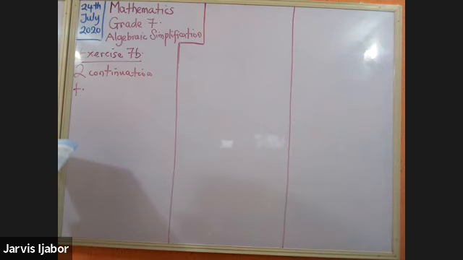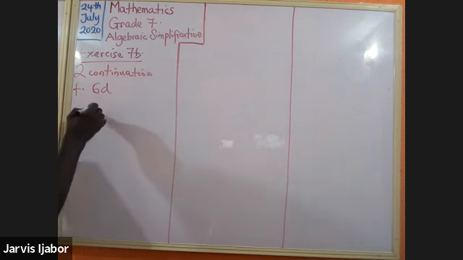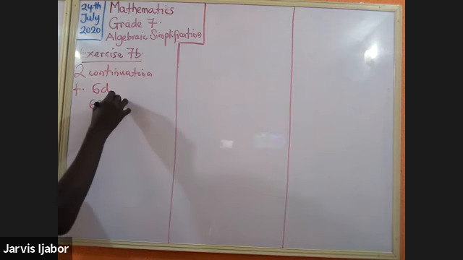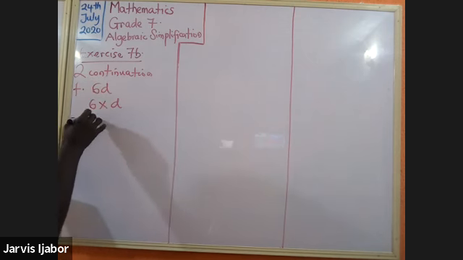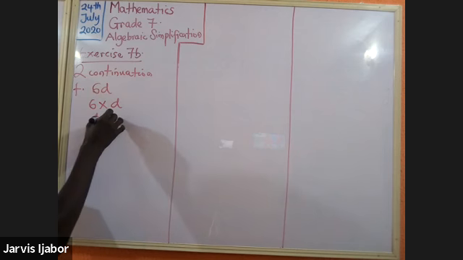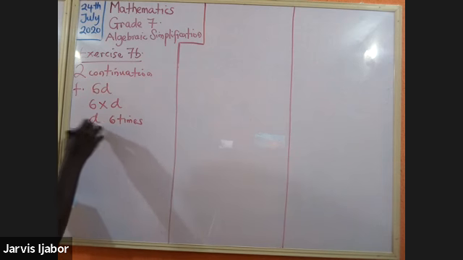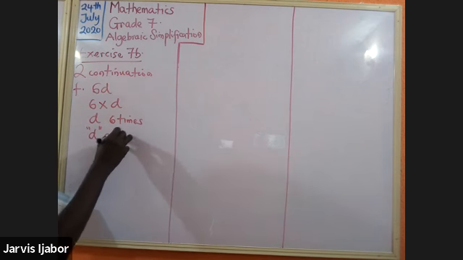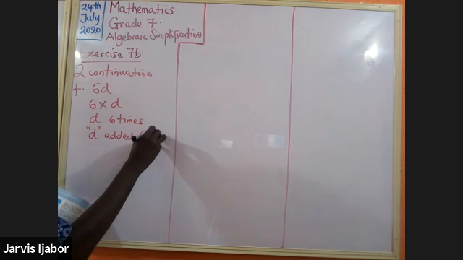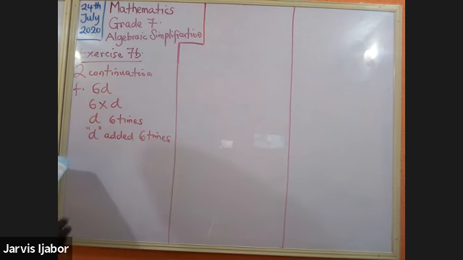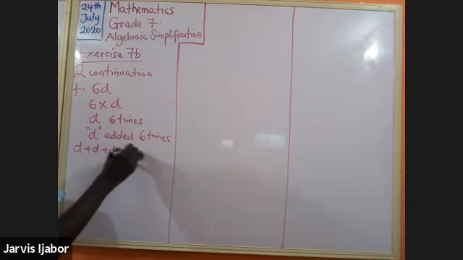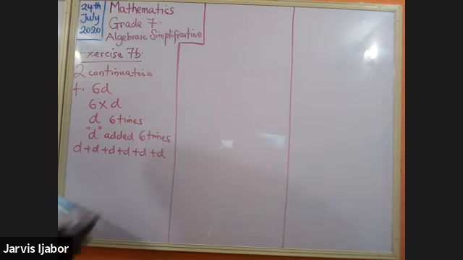We go to F. F will now be what? 6D. What is 6D? That will be 6 times D. What else will it be? D 6 times, or D added 6 times, or it will be what? What else would it be? D plus D plus D plus D plus D plus D.